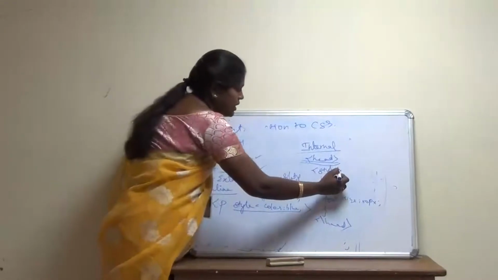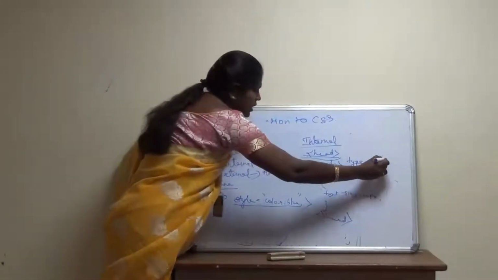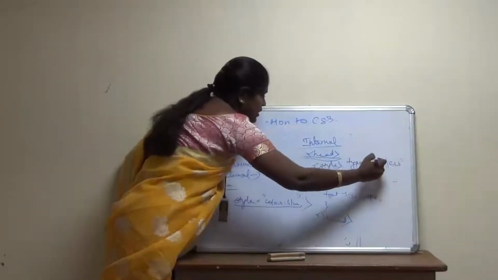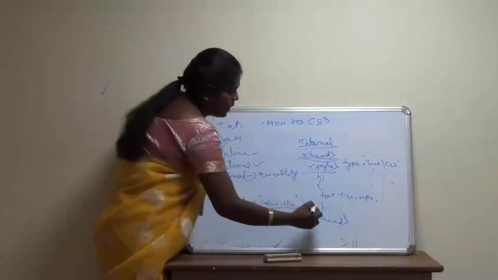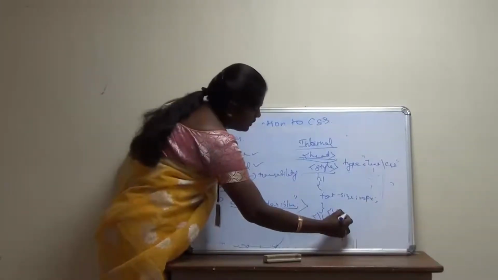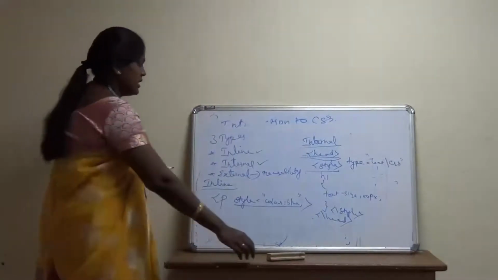So there is an optional parameter type within style, that is text or CSS. This is optional. If you want, we can use. Otherwise, we can simply use style. You have to close style before closing head. Okay, so this is called the internal style sheet.